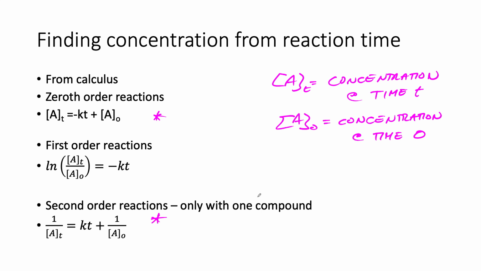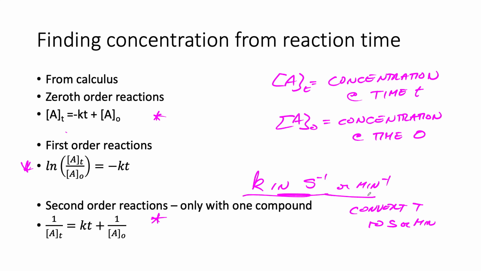So we're going to look at calculations for first order reactions and how to solve these types of problems. Again, this one and this one you should already know. Here's one thing we need to realize: k can be either in seconds to the -1 or minutes to the -1. So you need to convert time to those units, depending upon what this is. It's something you need to be aware of.